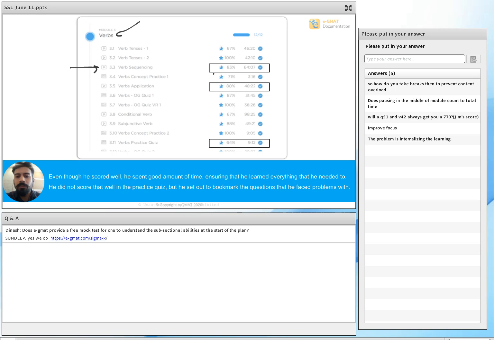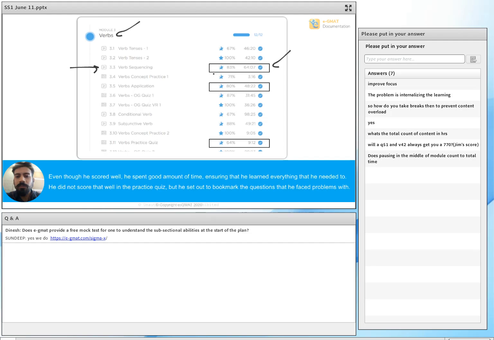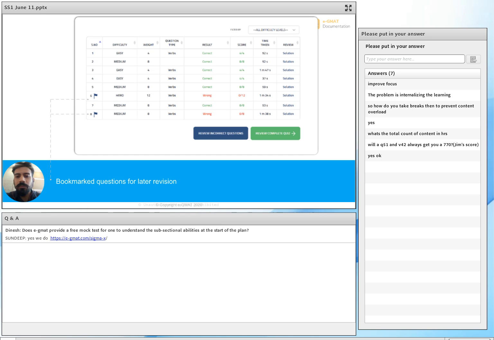Now here's another piece here. Again, difficult concepts in this case. The guy spent a ton of time. Here, he scored 64% in this practice quiz, and yet what you can't see over here is that he scored 100% over here. Why did he score 100% here? Because we know he revised those mistakes. Why? Because he bookmarked these questions. This is the quiz results screen of the page where he scored 64%.